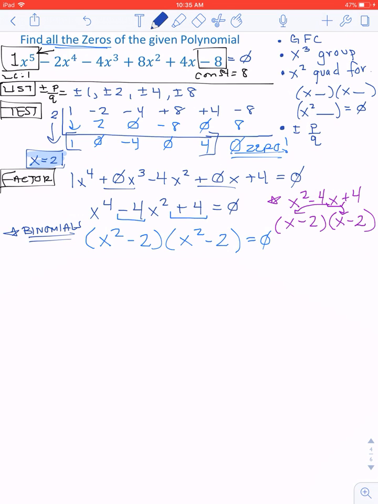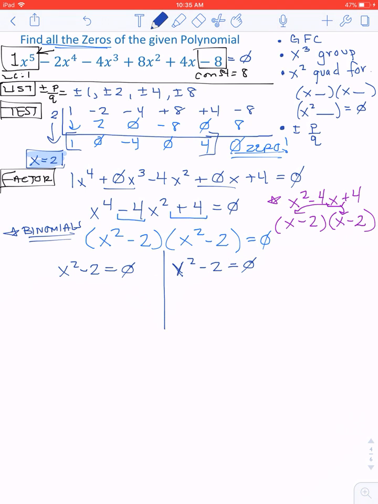Let's look at our list. Greatest common factors, nope. Cubic, no. Quadratic, yes. Right? We already factored into our binomials. So can we set those x squared binomials equal to 0? Absolutely. So x squared minus 2 equals 0. X squared minus 2 equals 0.